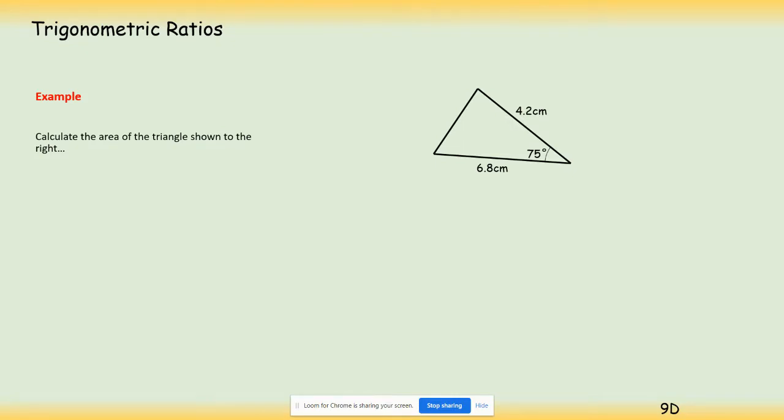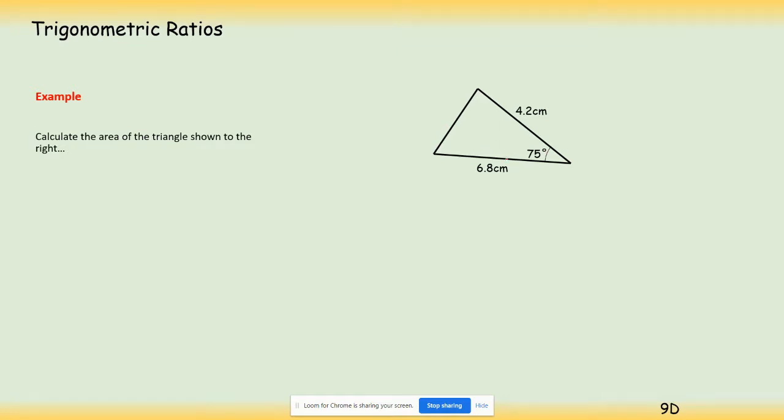Okay, so let's have a look at this example here. It says calculate the area of the triangle shown to the right. So just given a triangle, it's not labeled in any way, shape, or form. So that's my first thing. I'm going to label it, and I'm going to label it because it's not labeled. It's easier for me. I can label it how I want.